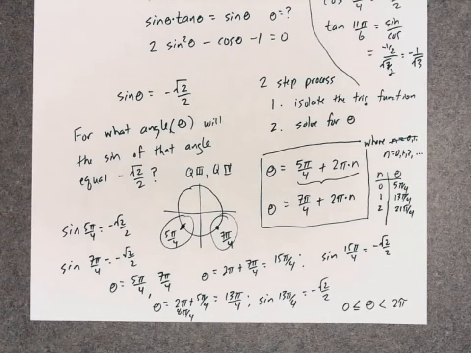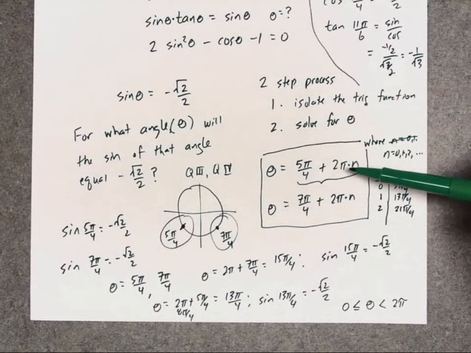In other words, they're saying we don't want to know every possible angle that's a solution. Just give us the ones that are between 0 and 2 pi. You know what they're really saying? Just give us those solutions that you find in one trip around the unit circle. So that's what they like to do sometimes.